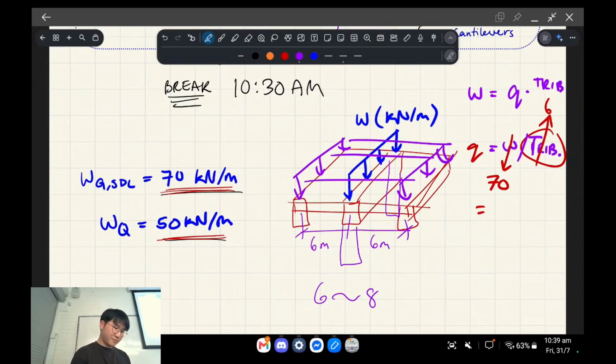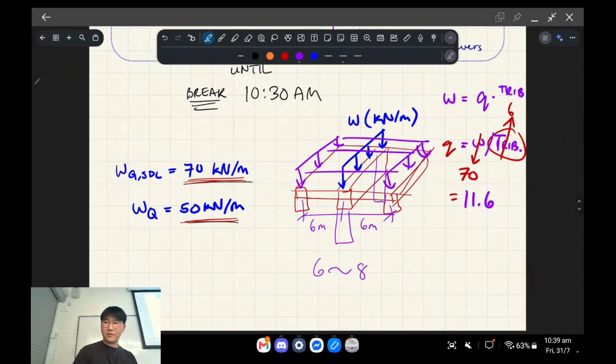You've got 70 divided by 6. You're getting a kPa value of about 11.6, right? Or 11.7 kPa. Okay, that's really, really heavy.